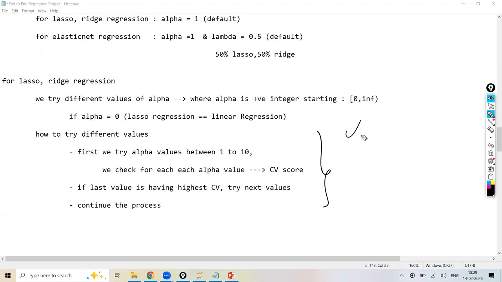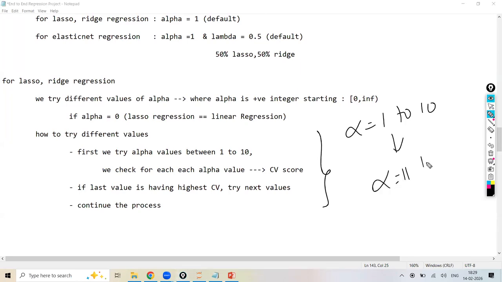Now tell me, according to this, if I try alpha from 1 to 10, and for me 10 is the best value, what do I have to do in this case? 1 to 10 means I have to continue with the remaining alpha values.